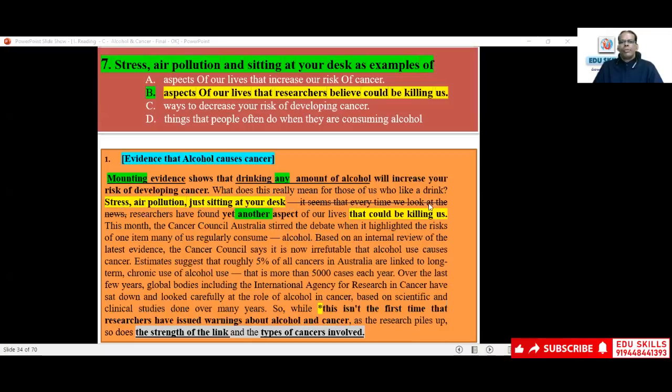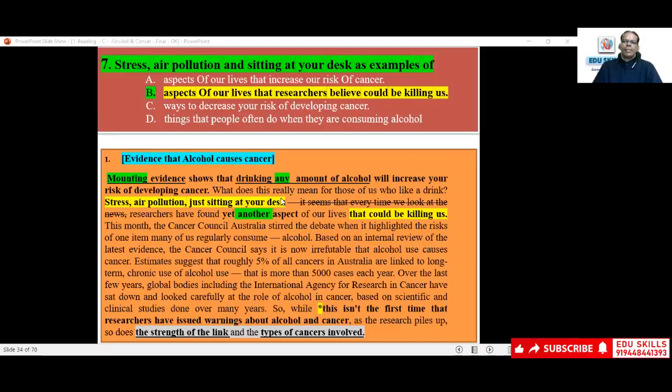It seems that every time we look at the news, that is within commas, I told you that can be just struck out. You need not even read that. Researchers have found yet another aspect of our lives that could be killing us. Okay. So these things are given. Stress, air pollution, and sitting at your desk is given exactly here. Immediately, in the beginning itself, you have the answer where you seek one clue, a signpost, another aspect of our lives that researchers believe could be killing us.